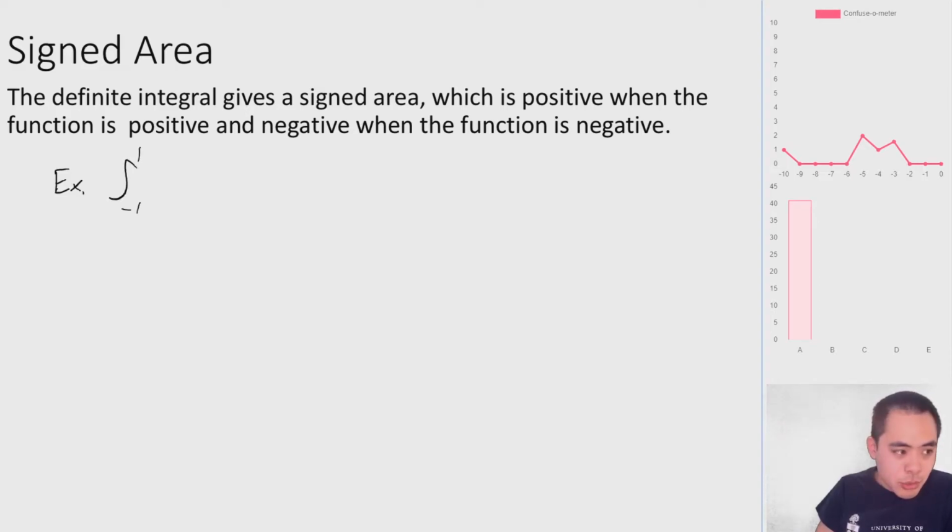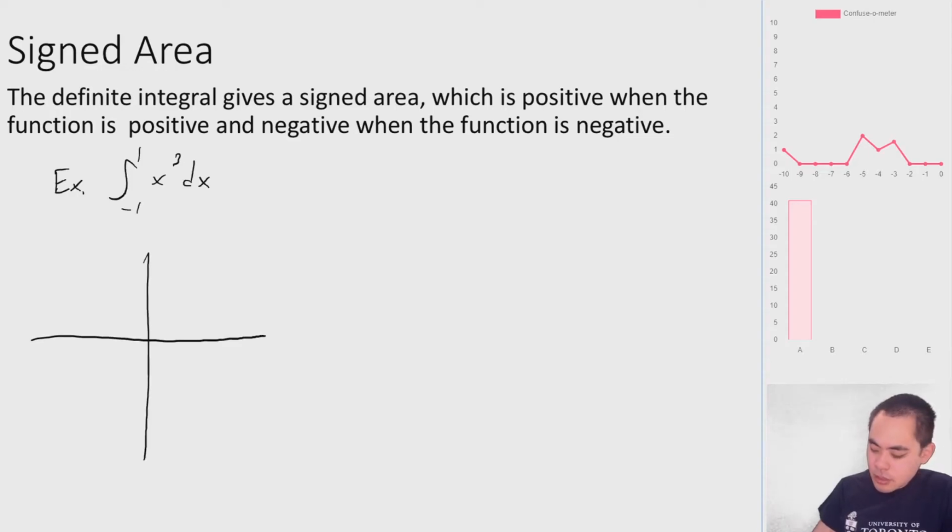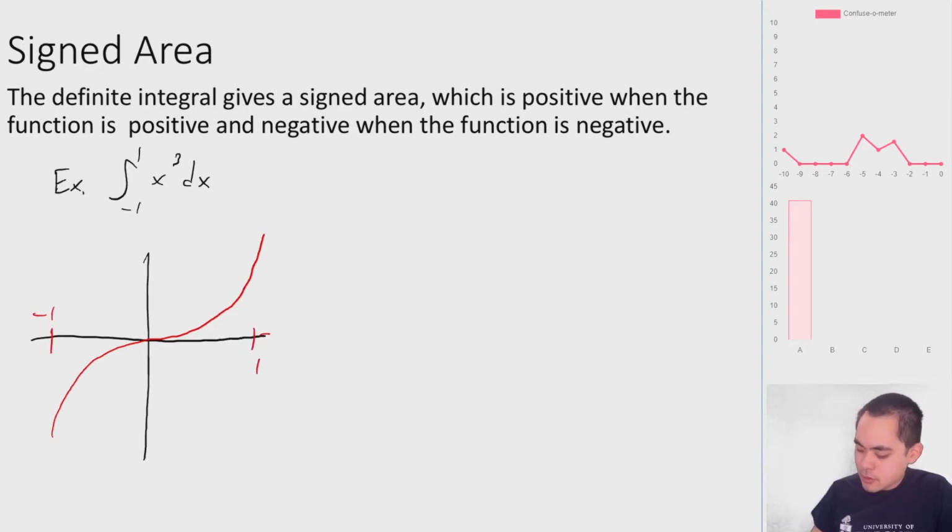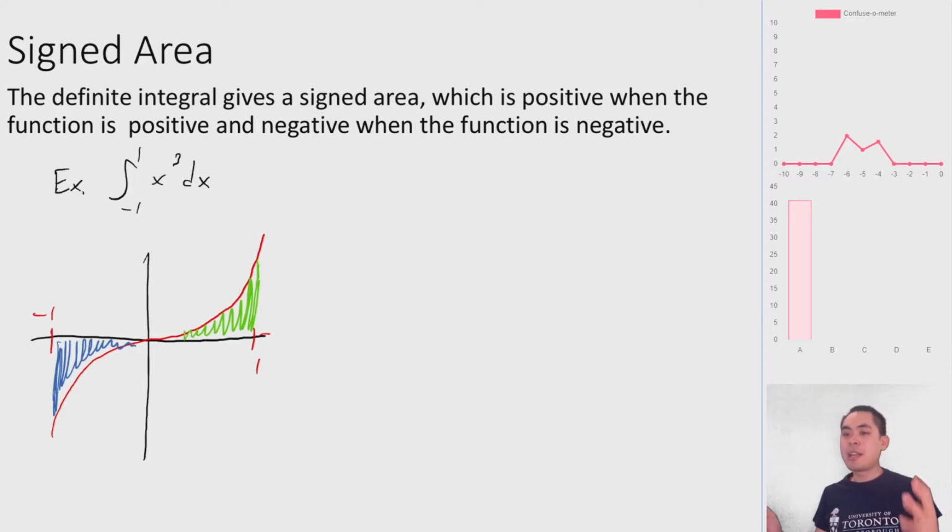If we take the integral from -1 to 1 of x cubed dx, if you draw out this function, it is going to look something like this, where this is 1 and this is -1, and it is an odd function. What we have here is negative area down here, and positive area up here. This is what we mean by signed area. When the function is negative, it's giving a negative area, and so when you add these things together, this is actually equal to 0, because the negative area and the positive area cancel out.